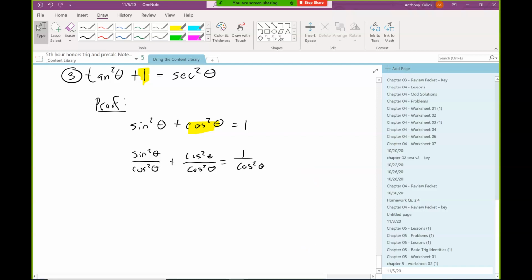If I go back and look at my reciprocal identities, I notice that sine over cosine is equal to tangent. So sine squared theta over cosine squared theta must be tangent squared theta. Cosine squared theta divided by cosine squared theta is 1. Looking at my reciprocal identities, 1 over cosine is equal to secant. So 1 over cosine squared theta has to equal secant squared theta. And that's what we're looking for.